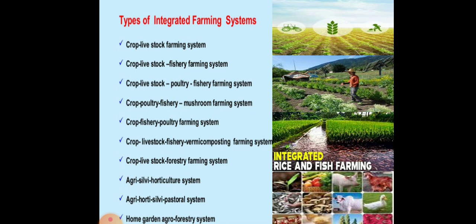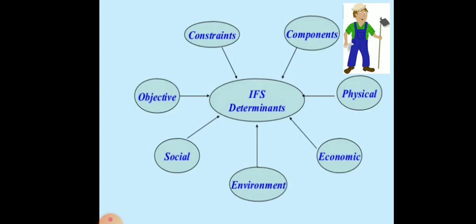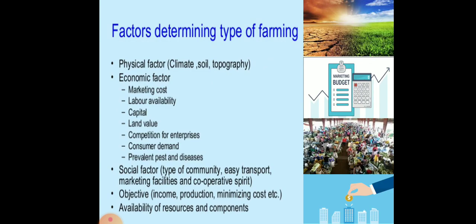And lastly, we have here the home garden agroforestry system. Like for this time, during the pandemic, home gardening or backyard gardening is very rampant nowadays for home consumption. Okay, so I discussed that already. So, factors determining type of farming. We have here the physical factors: the climate, the soil, the topography. This is the summary of the chapter.